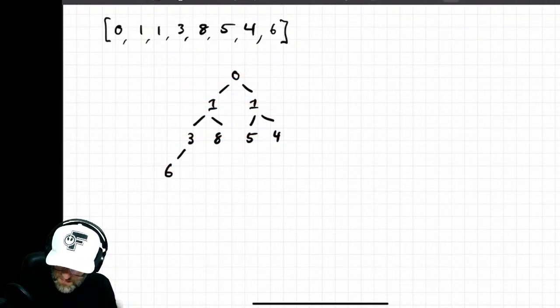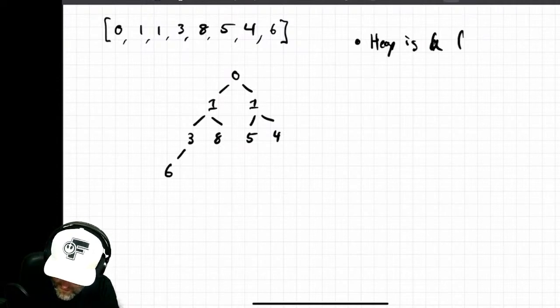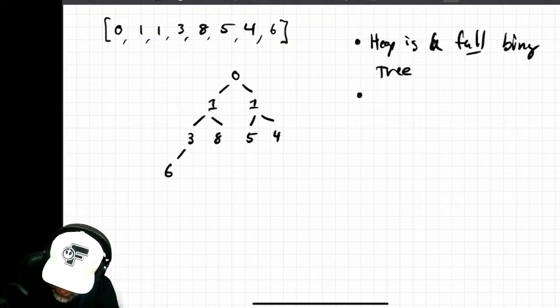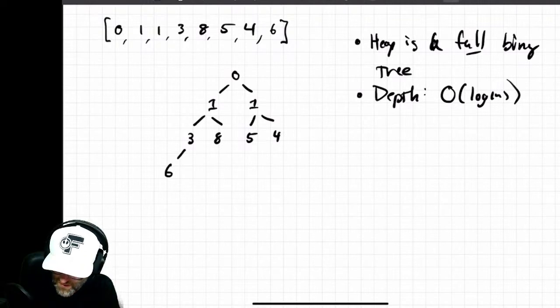Our observations here are that a heap is a full binary tree. It's not a binary search tree, if you're familiar with those. And consequently, it has a depth of order log n, where n is the number of elements in the tree. Okay? This is a consequence of it being a full tree.